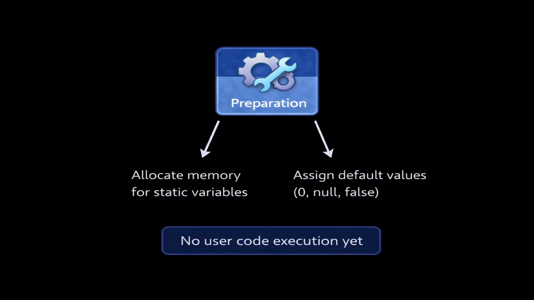So now let's see what preparation is. In preparation, the JVM sets up memory for all the static variables in the class. It also assigns them default values like 0 for numbers, null for objects, and false for booleans. This gets everything ready before the program starts running. So no user code execution has started yet.